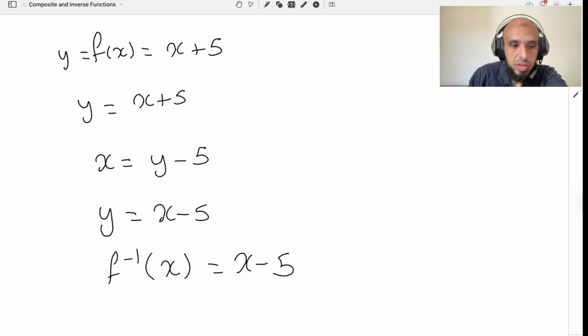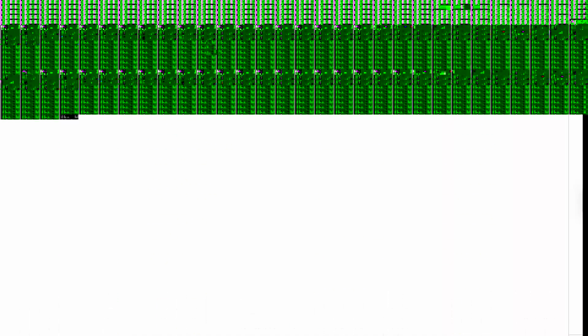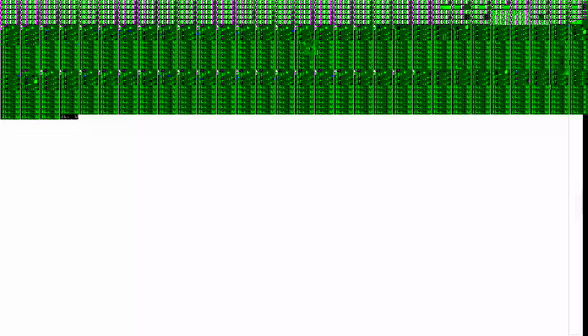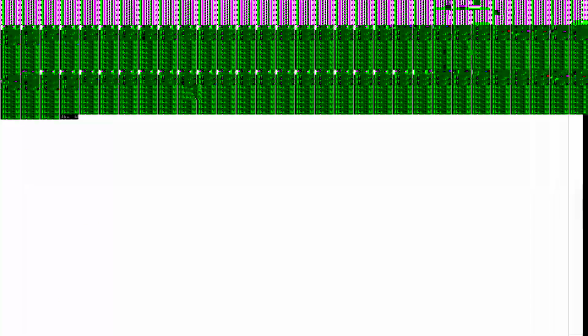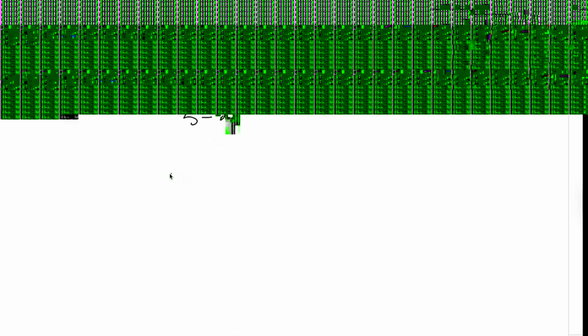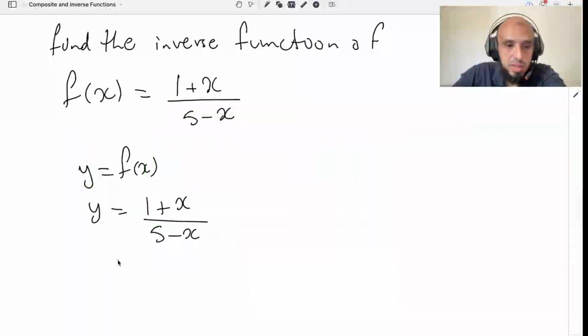Let's take another example. Find the inverse function of f of x equals 1 plus x divided by 5 minus x. Then we first start by setting y equals f of x, or we say that y equals 1 plus x divided by 5 minus x. Then we make x the subject and we try to solve for x.